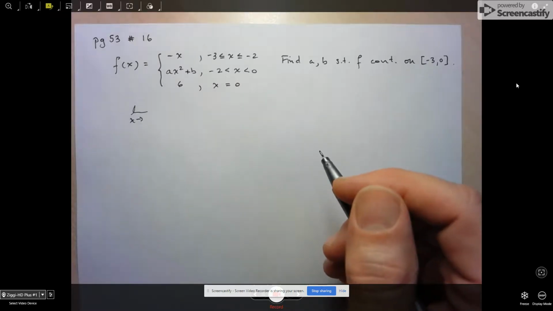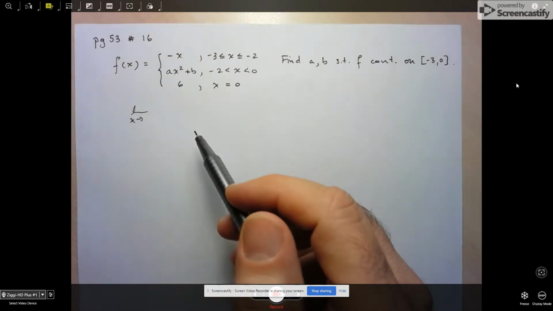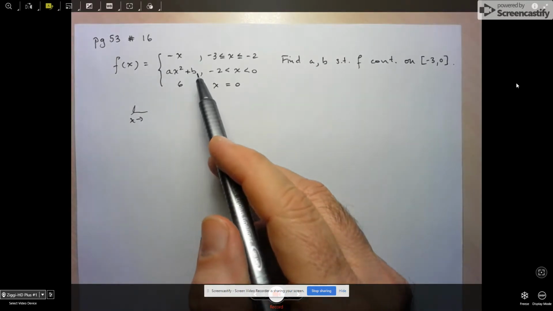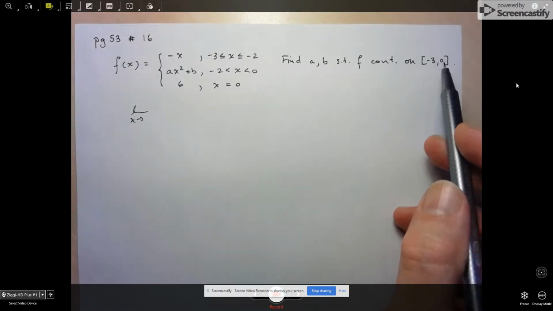Hi folks, we're going to take a look at number 16 from page 53. So here they give us this piecewise function and they want us to find a and b such that this function is going to be continuous on the interval from -3 to 0.